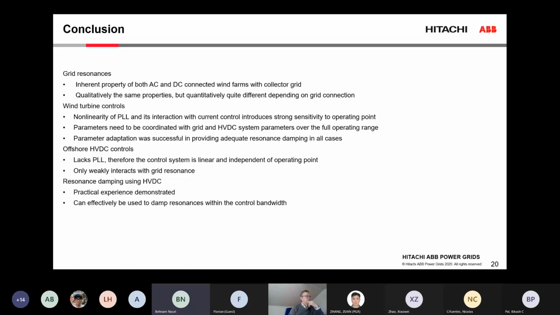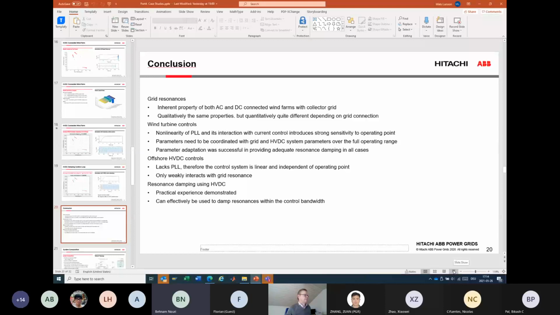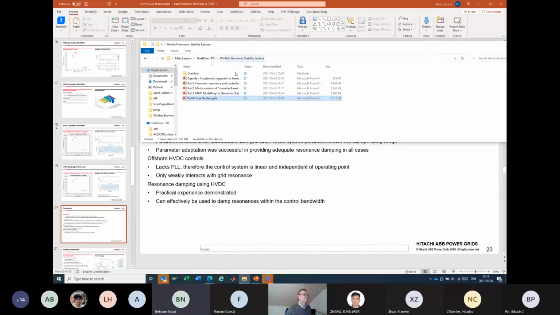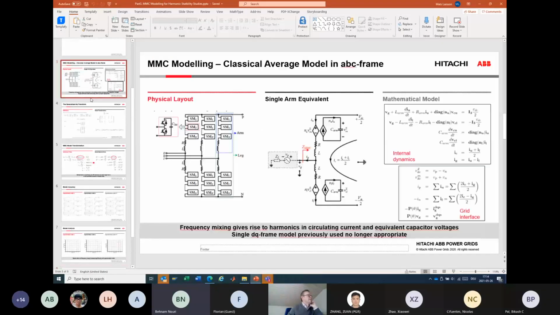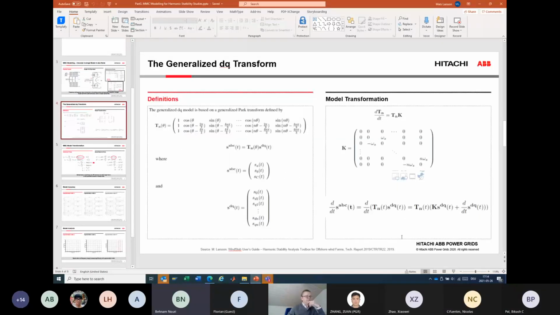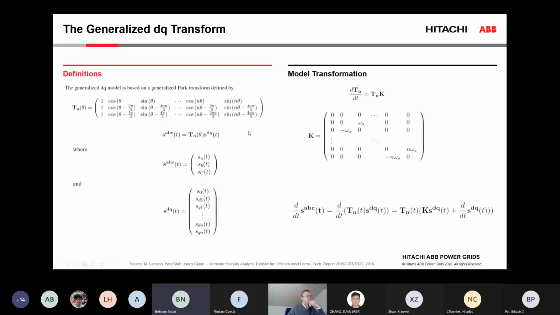Actually, I had a question regarding this generalized DQ transformation. Maybe it would help to have the equations. Yeah, thank you. So would it be correct to interpret this to say that you are considering each DQ transform for each harmonic, or let's say from the characteristic harmonics of the HVDC or any system?